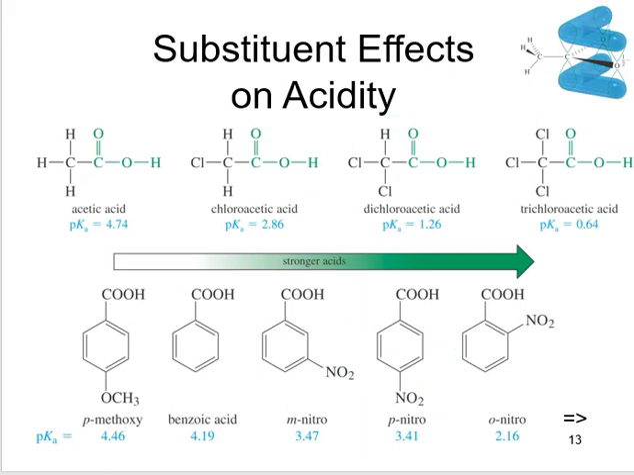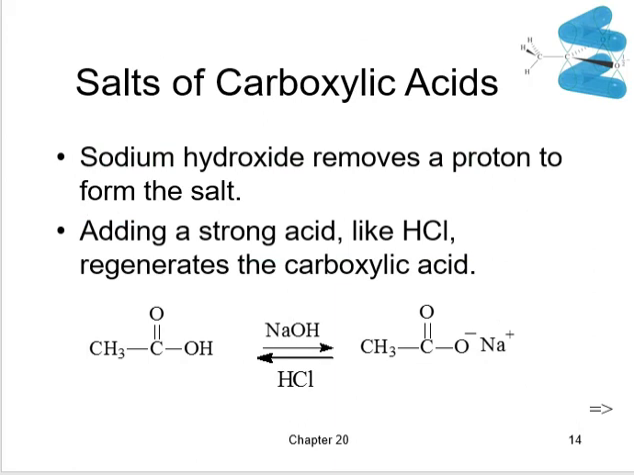So, substituent effects on acidity, which is very clearly illustrated. Trichloroacetic acid is a much stronger acid than acetic acid. Salts of carboxylic acids: sodium hydroxide removes a proton to form the salt. Adding a strong acid like HCl regenerates the carboxylic acid, which is shown here.